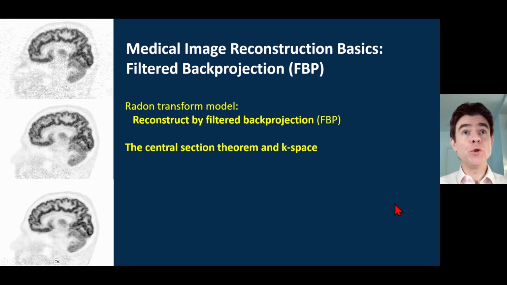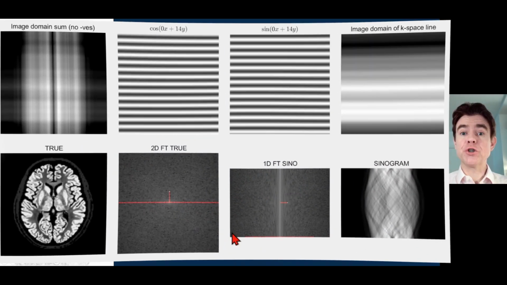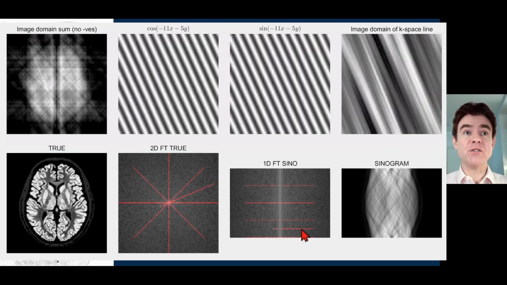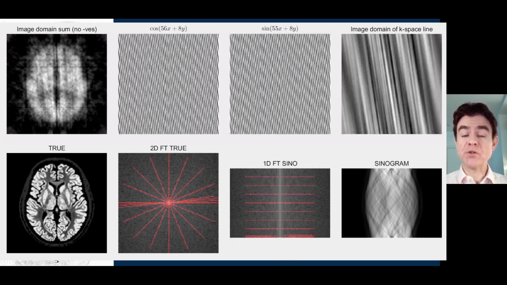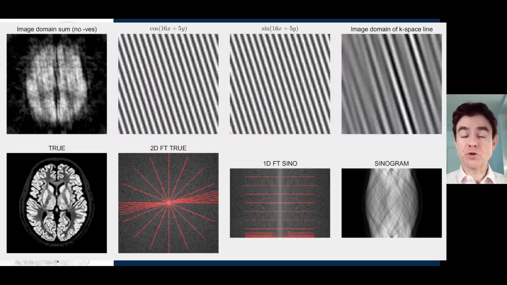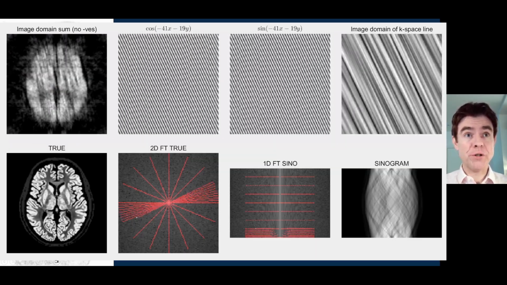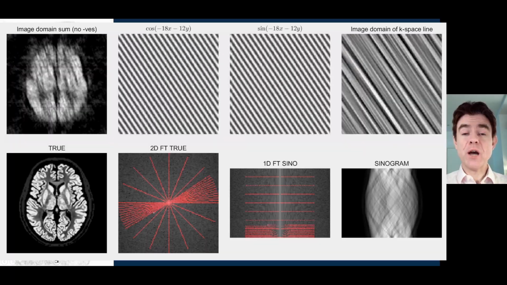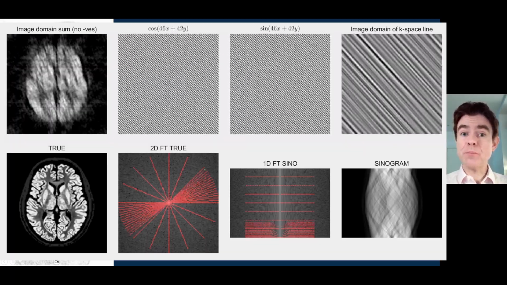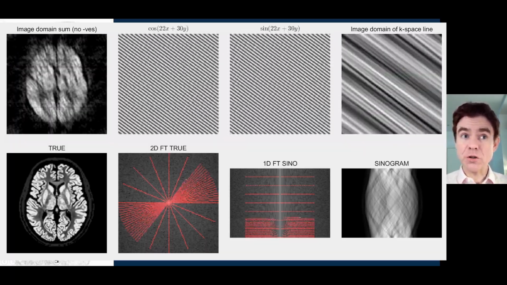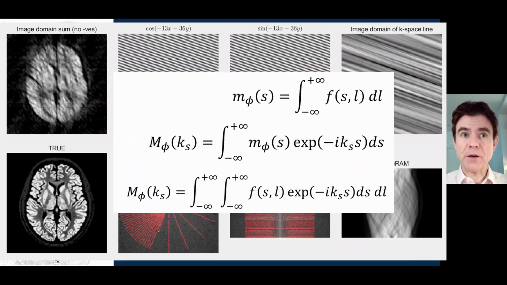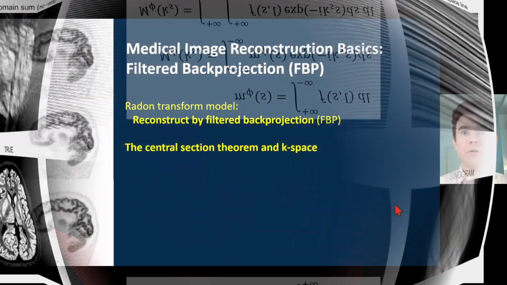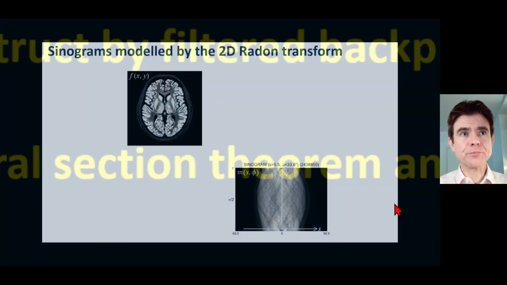In this video, we will look at filtered back projection, which is a really basic and quite old now image reconstruction technique based on the model of the Radon transform or the X-ray transform. And for that, we're going to look in detail, very mathematically and visually. We're going to be looking at the central section theorem, which is the mathematics behind filtered back projection.